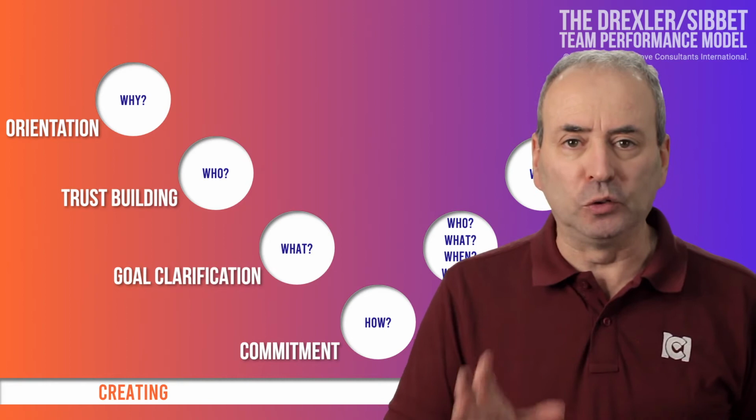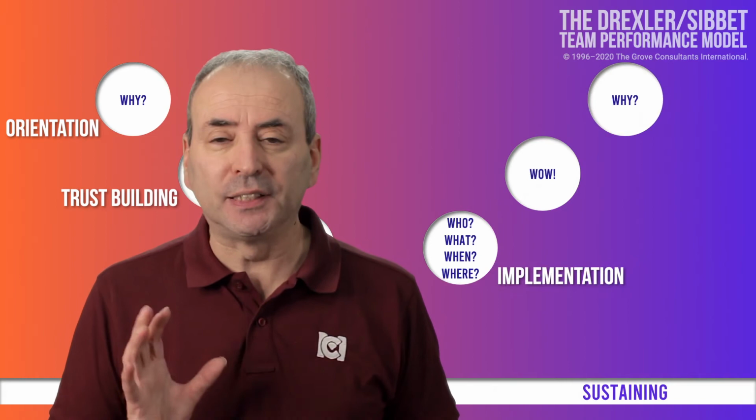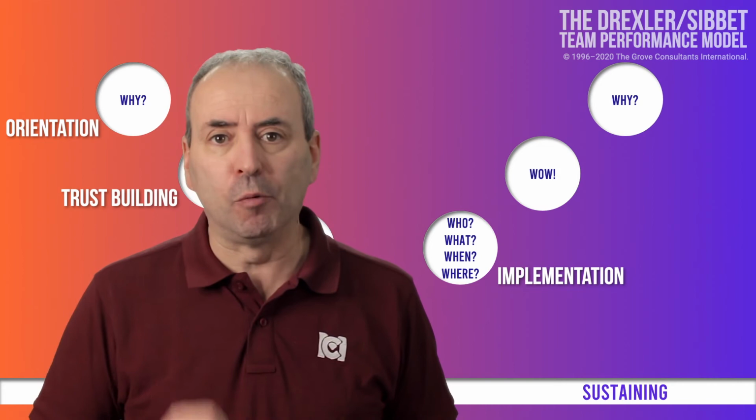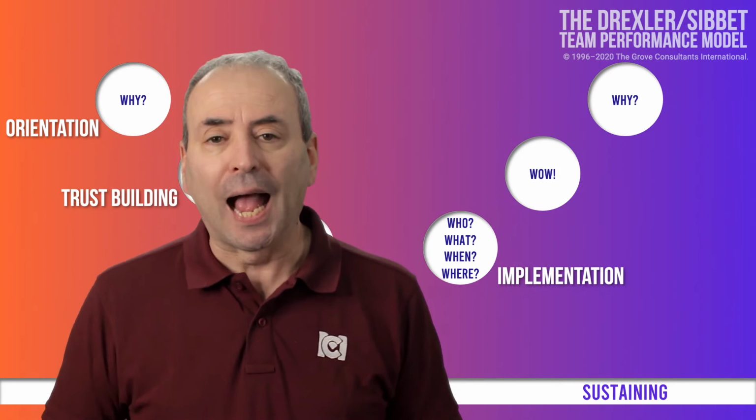The implementation stage is where the team gets into the detailed planning stage. Now it's trying to find real solutions to the real problems, asking questions like who, where, when, and what are we going to do? As a project manager, I recognize this as being very much akin to the planning stage of a project.